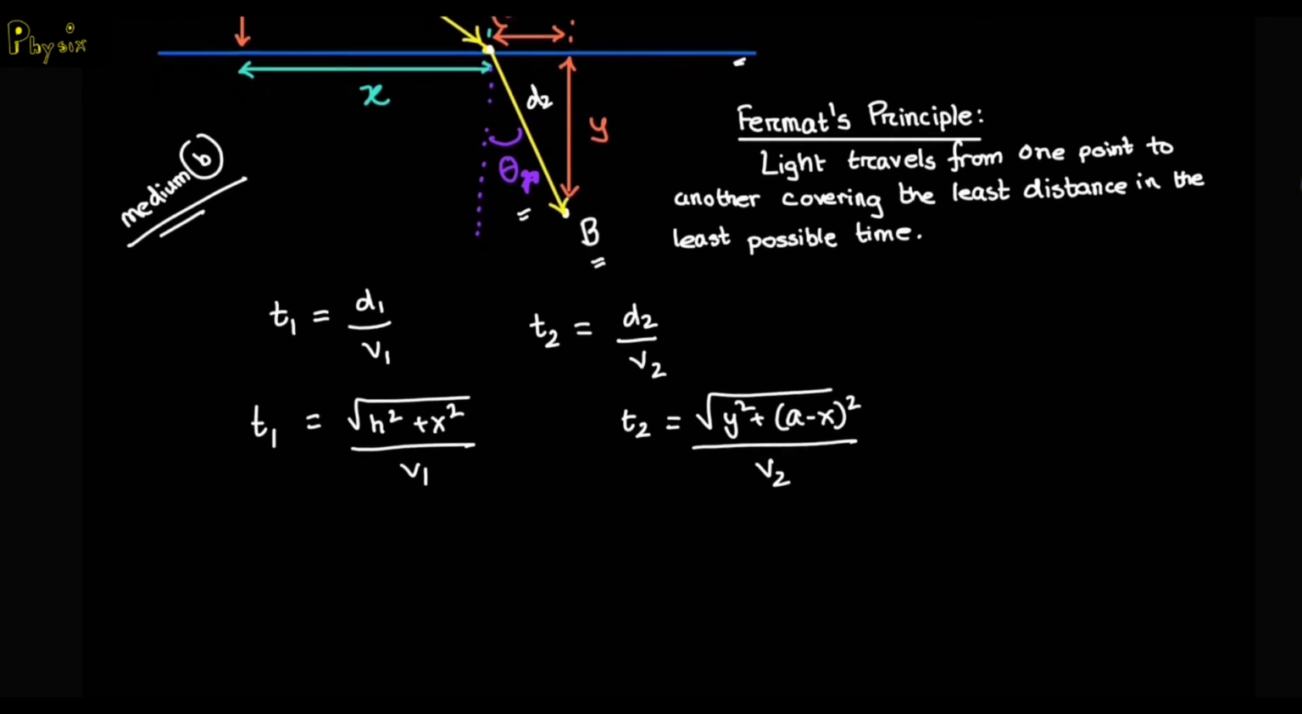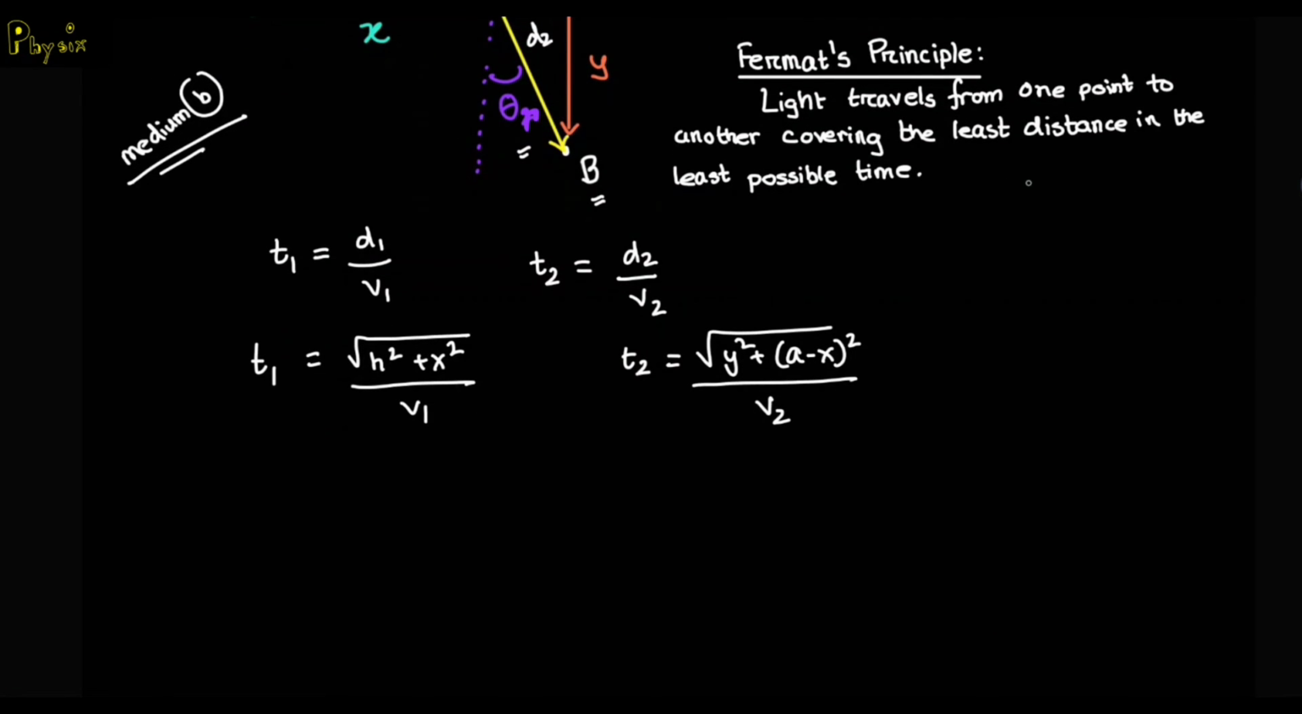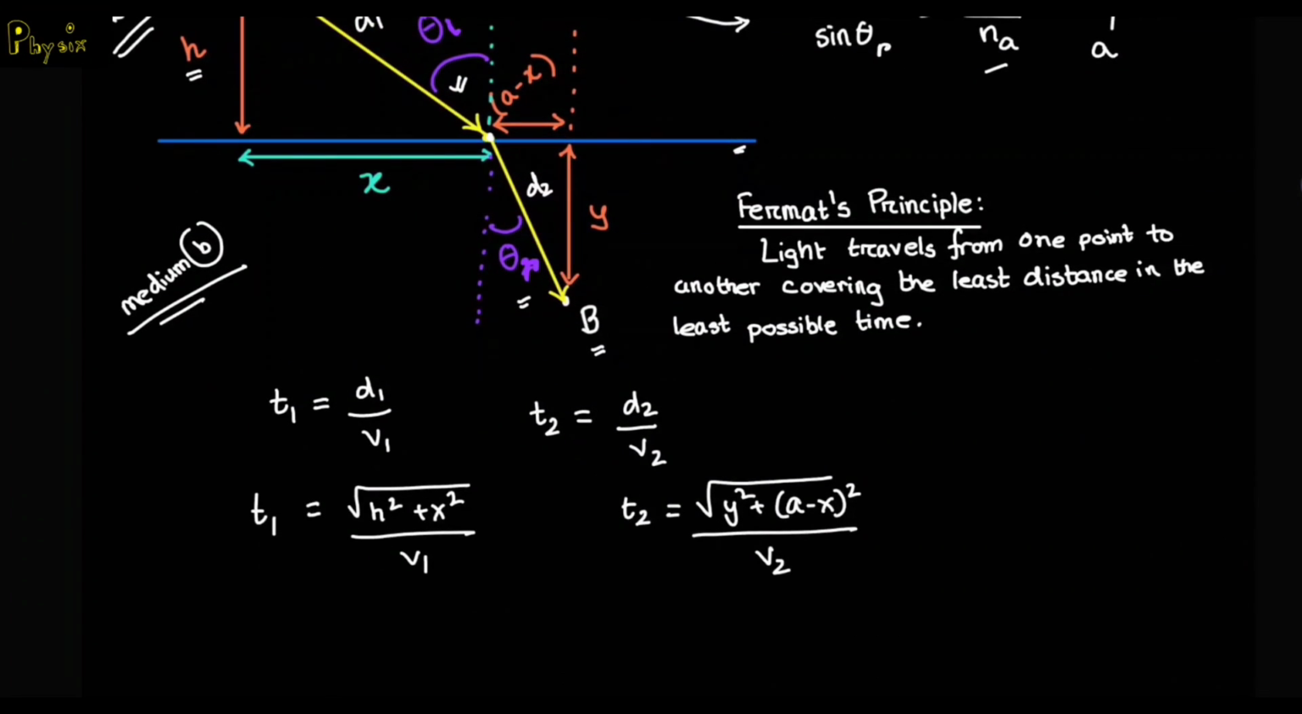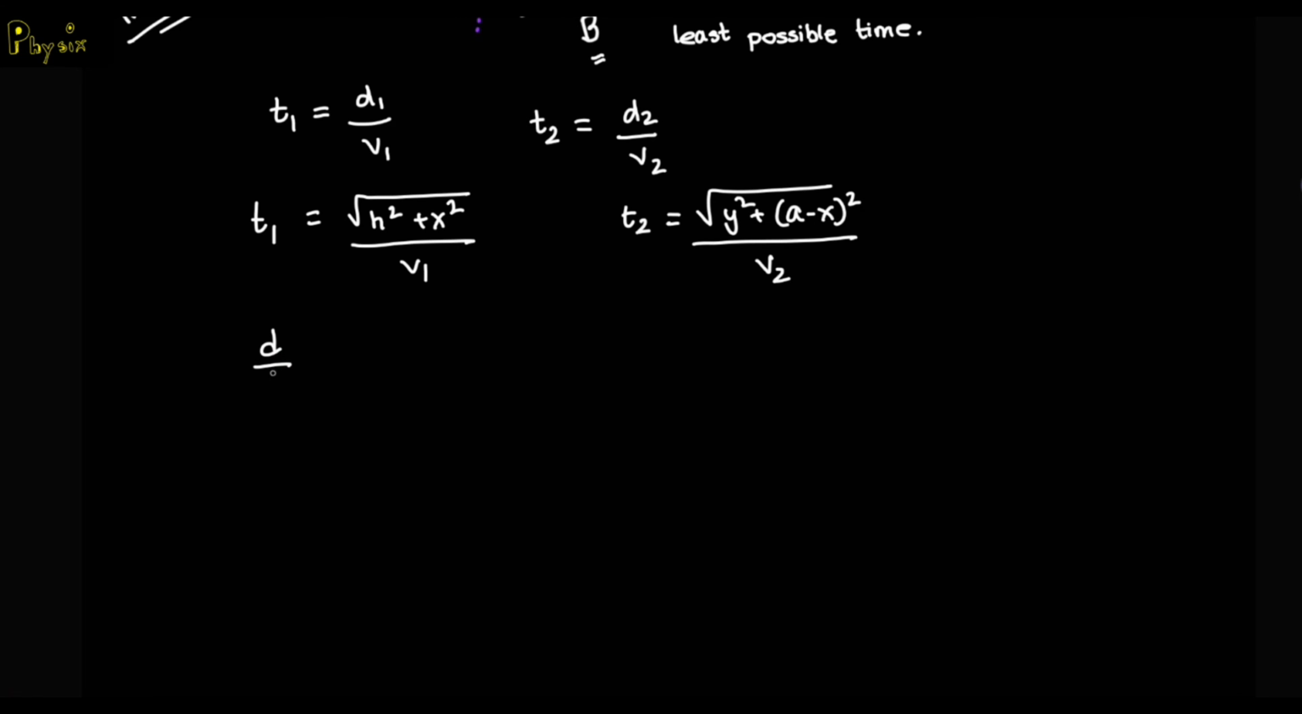Okay, now if these are the times, Fermat's principle would say that the summation of these two times, t1 and t2, should be as minimum as possible. For that to take place, the derivative of t1 plus t2 with respect to x over here would be the least possible, right? So you would say that d/dx of t1 plus t2 should be 0.